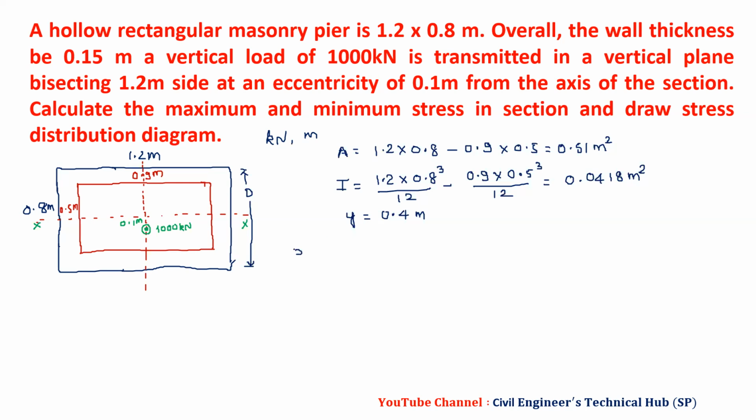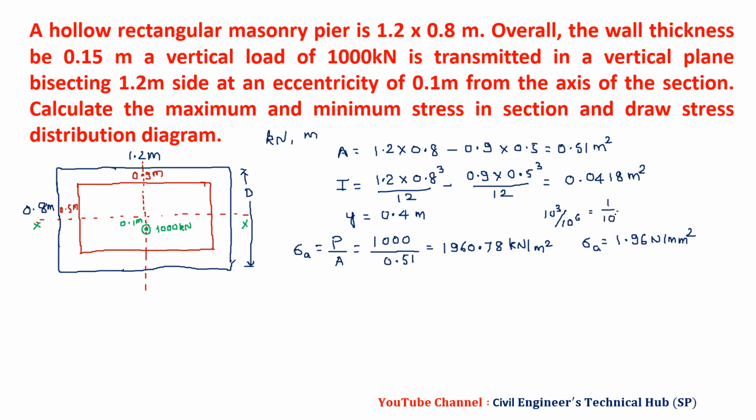So now we will find sigma A. We have P by A. We are finding in kilonewton meter square. So we have 1000 divided by area 0.51. And from this, we will get value of sigma A, 1960.78 kilonewton per meter square. If you have calculated Newton per mm square, it will be 1.96 Newton per mm square. It's simple one. Because kilonewton becomes Newton 10 raised to 3, and meter square becomes millimeter square 10 raised to 6, so this will be 1 upon 10 raised to 3. So divide 1960.78 by 1000, it comes 1.96.